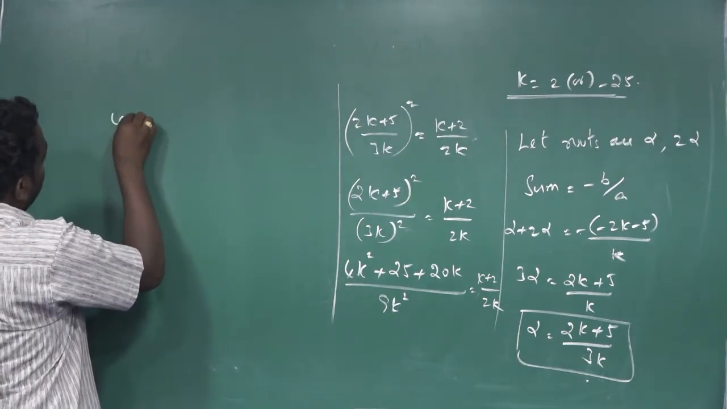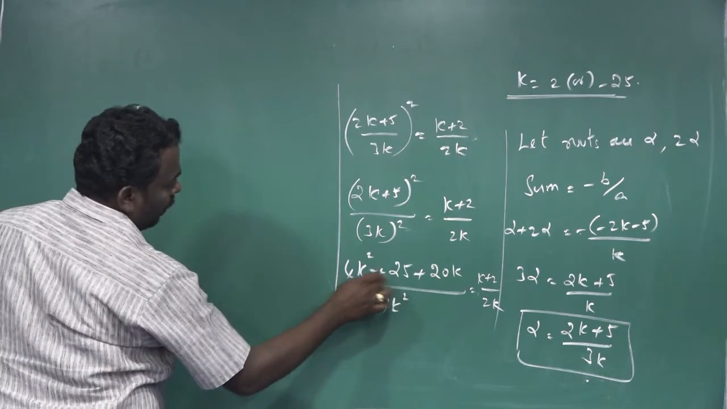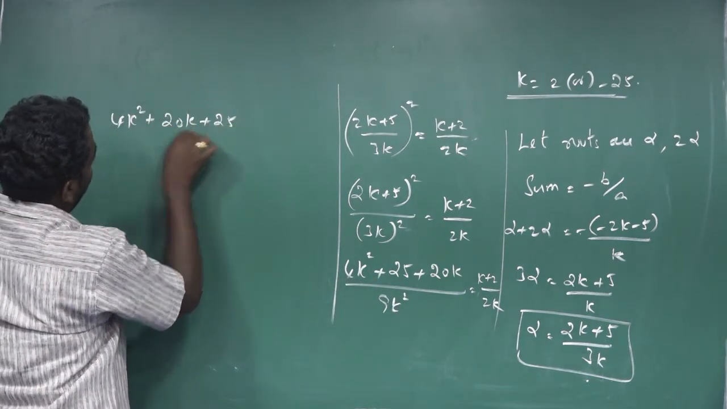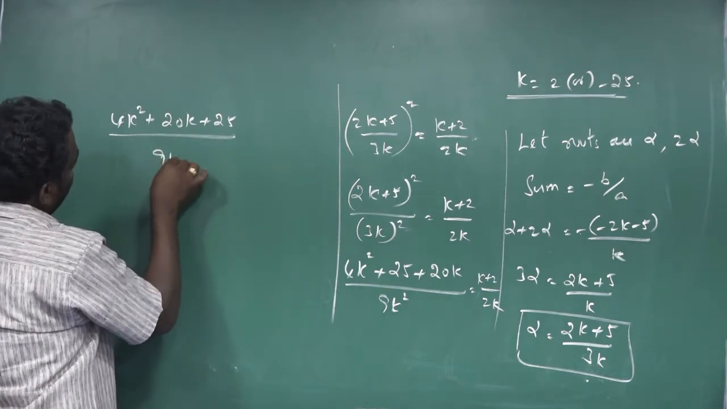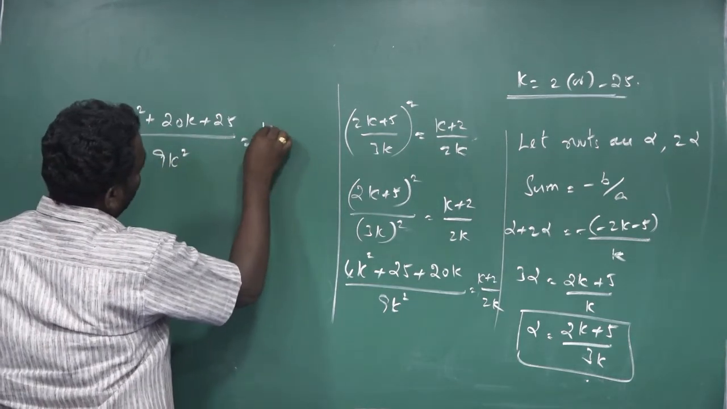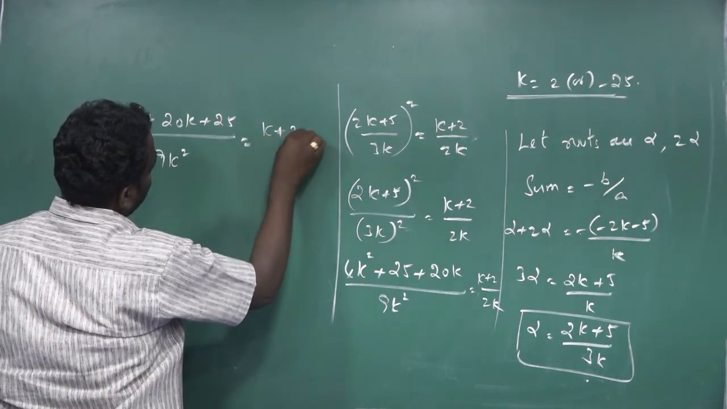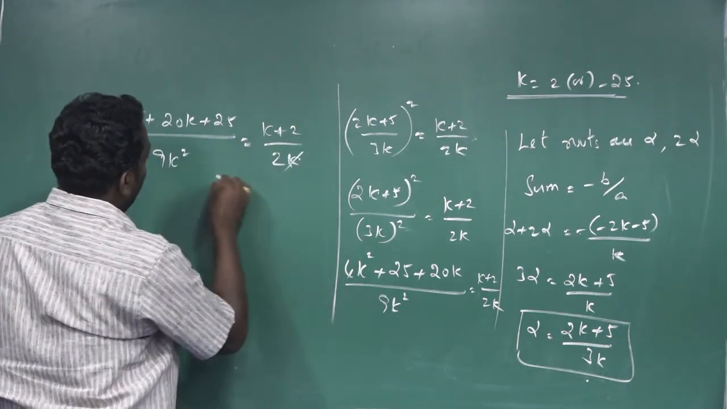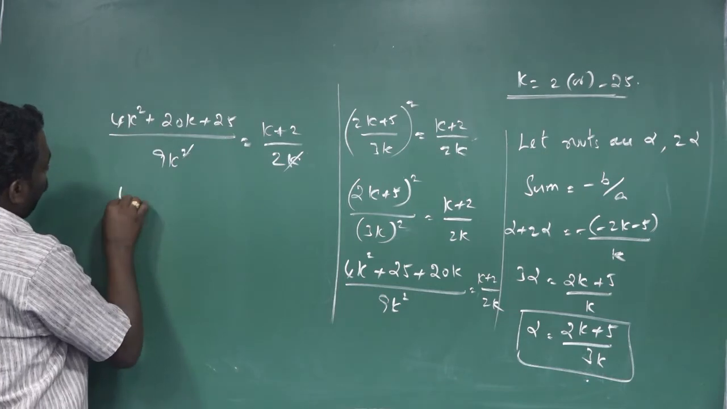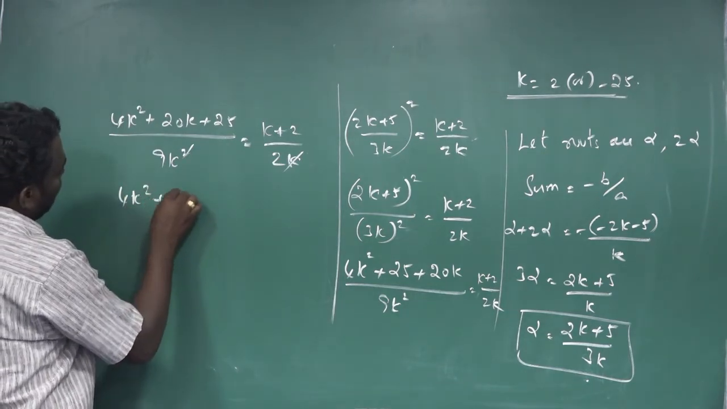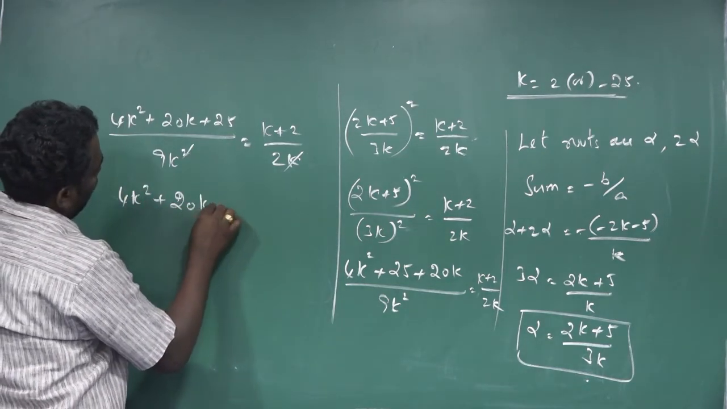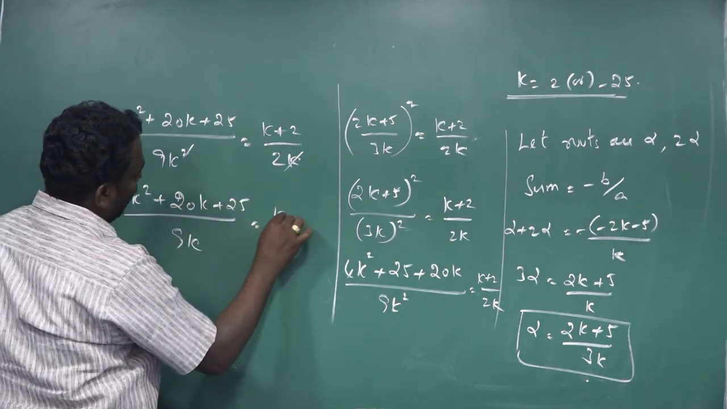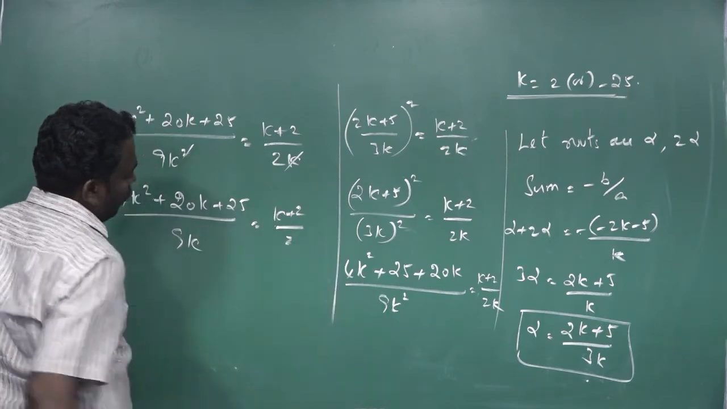Therefore, next line: 4 k square plus 20 k plus 25 by 9 k square is equal to k plus 2 by 2k. Now 1 k will cancel, therefore 4 k square plus 20 k plus 25 by 9 k, that is equal to k plus 2 by 2 by 2.